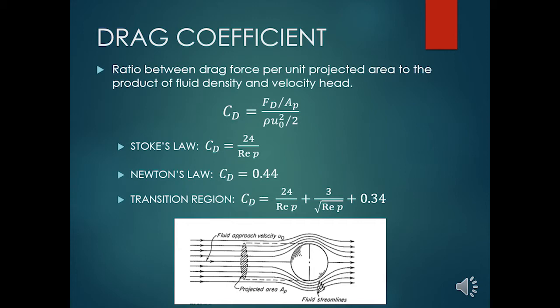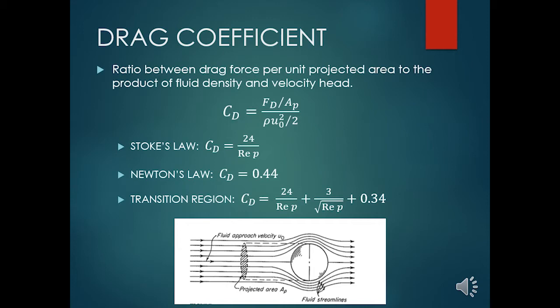And for different objects, the drag coefficient can be obtained as a function of the particle Reynolds number. So when we plot that, we find a few regions, and the drag coefficient relations can be found for each of these regions. So in the Stokes law region, where as we know the particle Reynolds number is less than 1, the drag coefficient or CD is found as 24 by Reynolds number, particle Reynolds number.